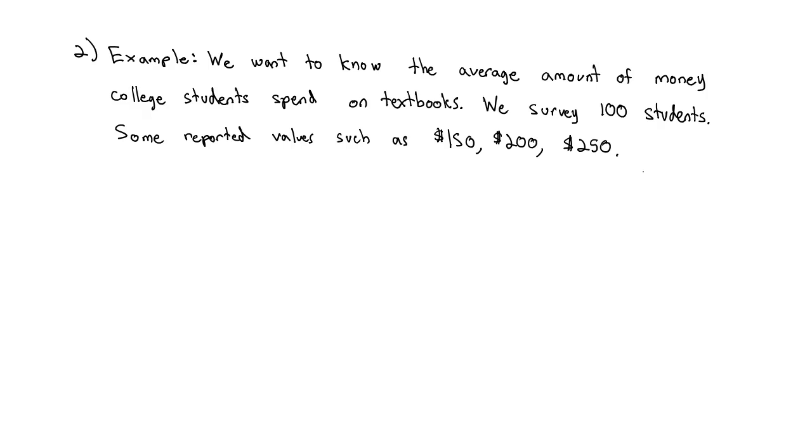Let's see if we can identify our key vocabulary for this study. The first word is the population. Population is the bigger group that we're interested in knowing about. In this case, the population would be all college students, because that's the group we're interested in knowing about. The sample, then, is the smaller group that we talked to that provided information. The sample is the 100 college students.